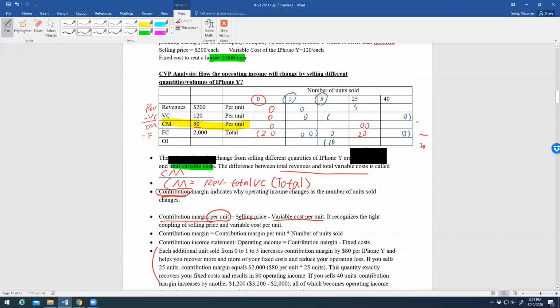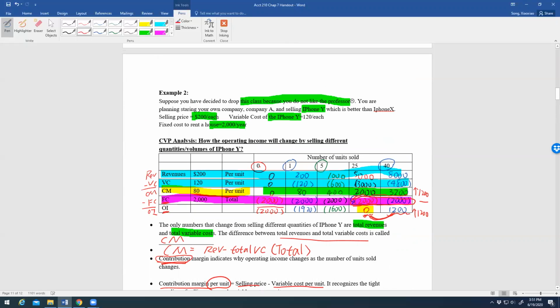Remember, we did all this example. We said when you sell 0 units, 1 unit, 5 units, you have a loss. When you sell 40 units, you have a profit. But when you sell 25 units, what do you get? You get zero. Zero is a very unique number. From this side, you are losing money. To this side, you are earning money. But at this point, 25 units, you don't earn money and you don't lose money. This is called break even.